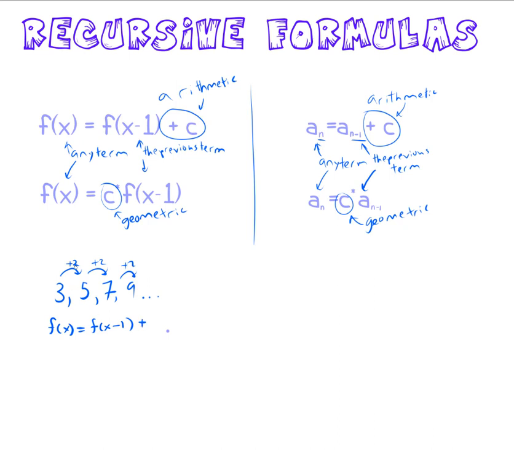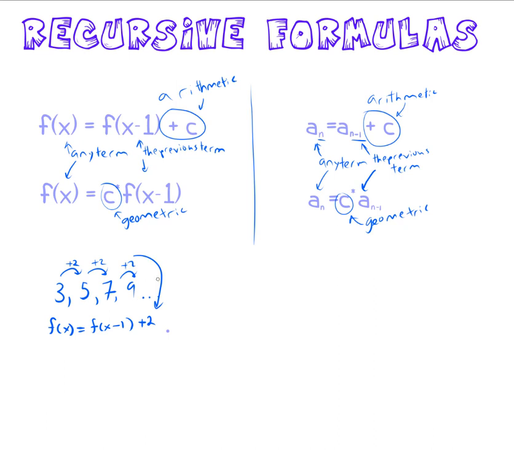Plus, now I have to get my plus 2 here. I'm adding plus 2 each time, so this is my pattern. My pattern is plus 2, so that plus 2 becomes this plus 2 that you see right here. And all that means is if I want to find any term, I just look at the previous term and add 2. So if I wanted to find the next term, let's say here, I'm going to look at the previous term and add 2.